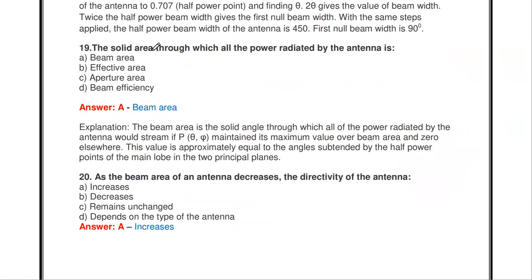Okay, then the next question. The solid area through which all the power radiated by the antenna is dash. Is it beam area, effective area, aperture area, or beam efficiency? Beam area. The solid area through which all power is radiated by the antenna is called the beam area.